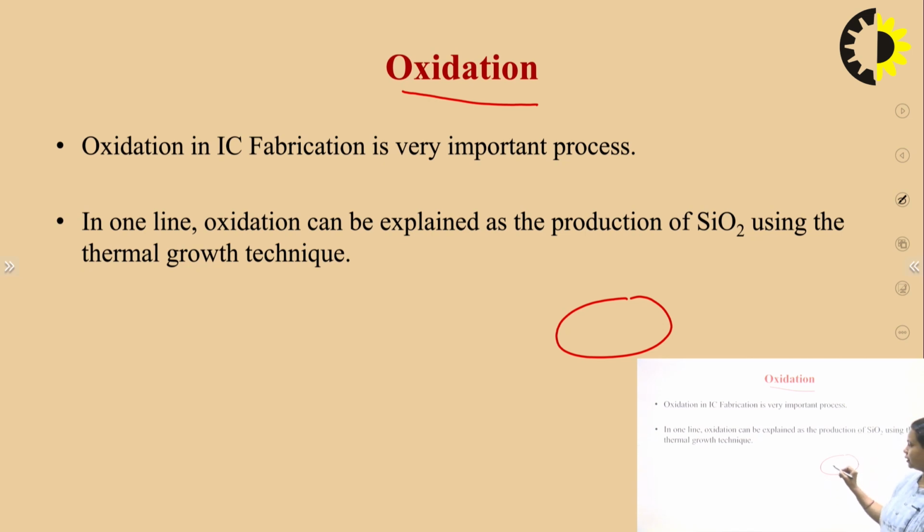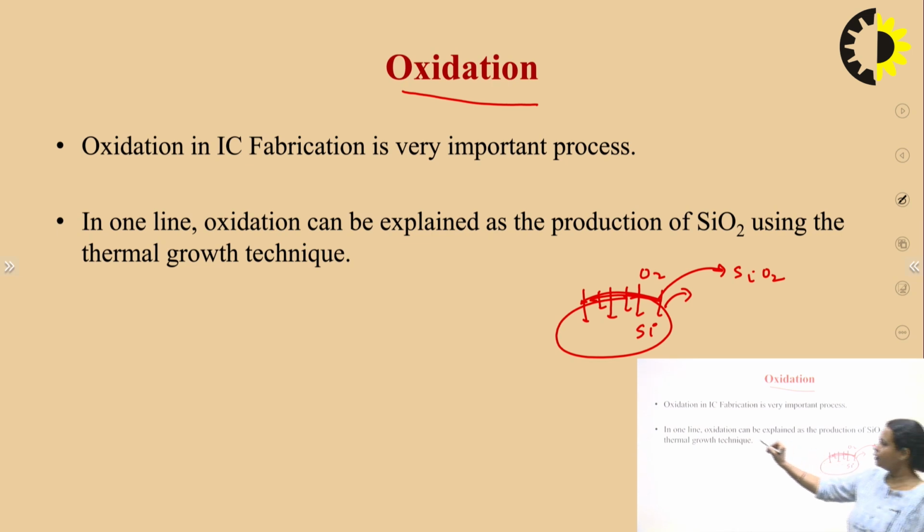In oxidation, the oxygen particles come over this and form some kind of oxide layer, which we are going to study in this topic. Suppose this is your silicon wafer and these are your O2 particles. They come here and form the layer. So what is this layer? This is the SiO2 layer.